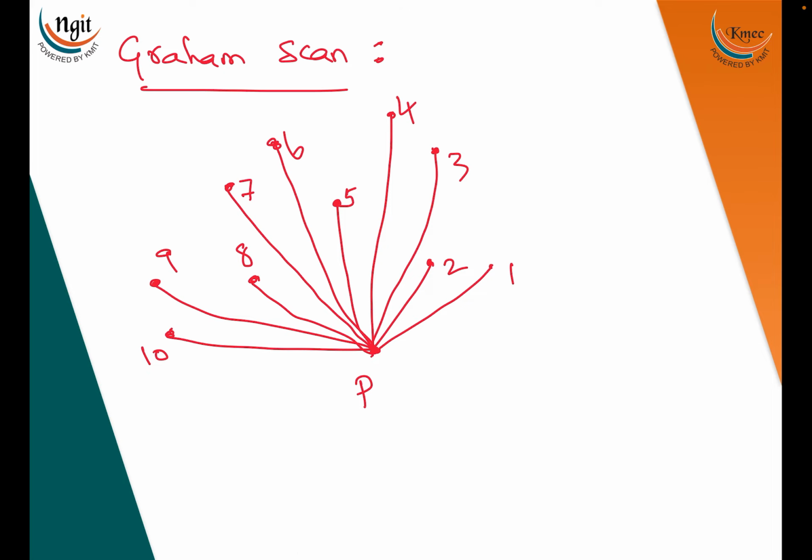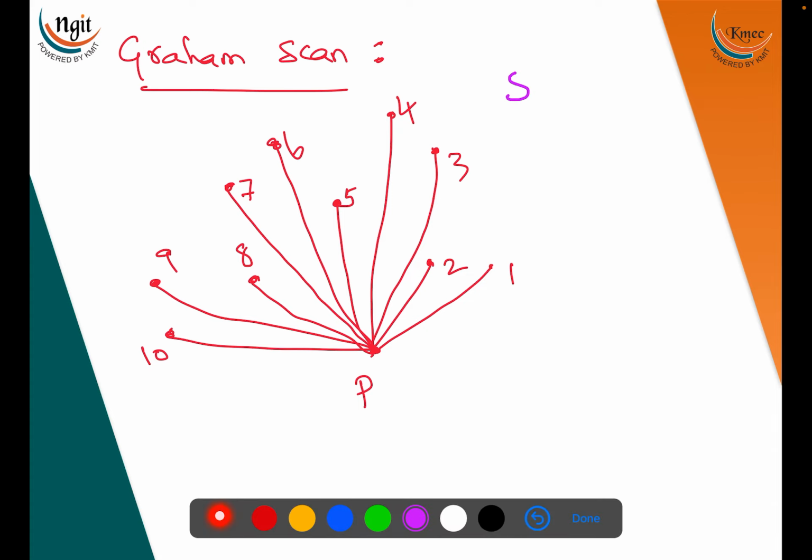Before you apply the Graham scan algorithm, first of all consider a set S of points on a plane. Now the Graham scan algorithm identifies the point P from S with the lowest y coordinate value. This is the first step of the algorithm. The second step of the algorithm is what? We'll sort the points of S according to the angle subtended by the points with P and the positive x-axis. Now you can see this figure.